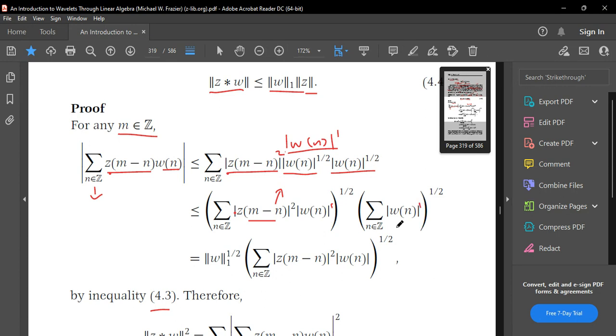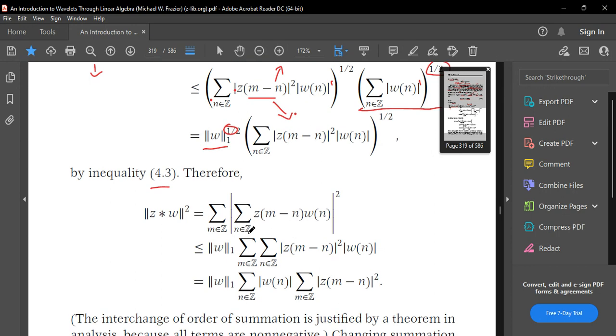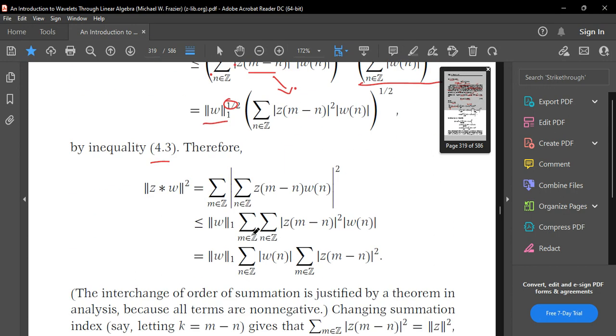It is equal to, as we have defined, the norm of w in ℓ1 raised to half. That is written here, and this summation is written here. Therefore, the norm square of z star w: what is the 2-norm of z? Norm square is equal to the summation of |z(n)| the whole square. So for z star w in place of z, we will get the summation over m belonging to Z of |(z star w)(m)| norm square.